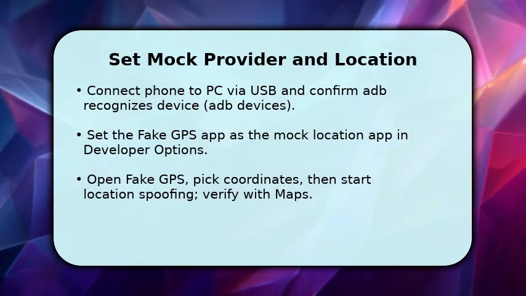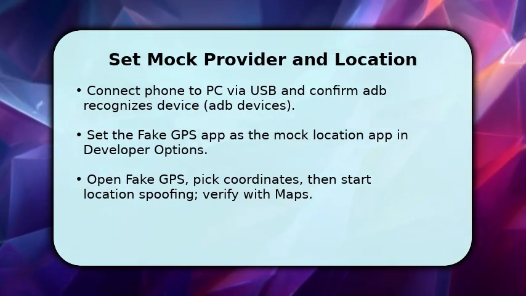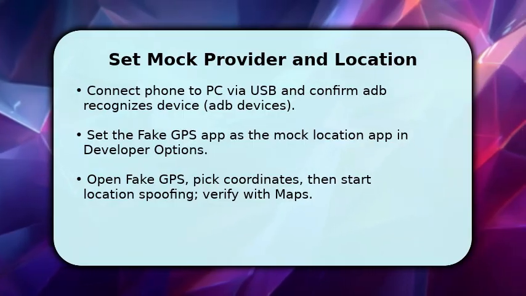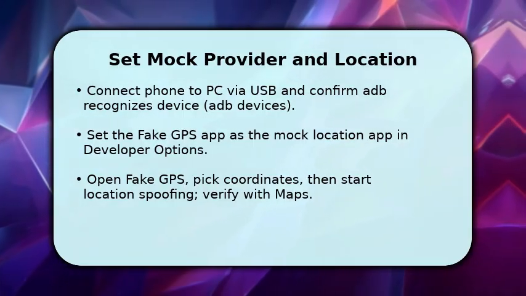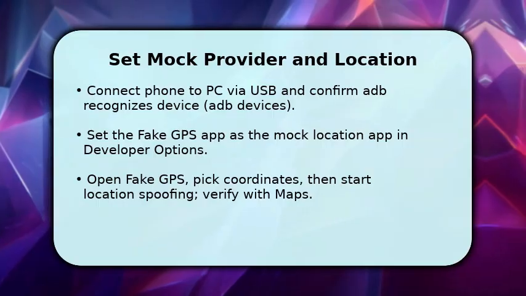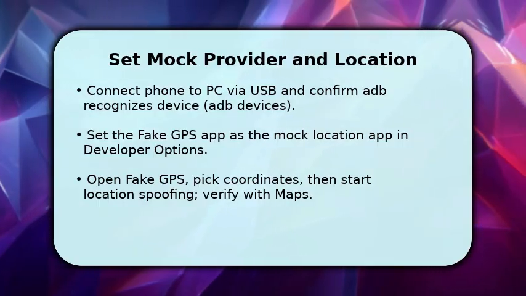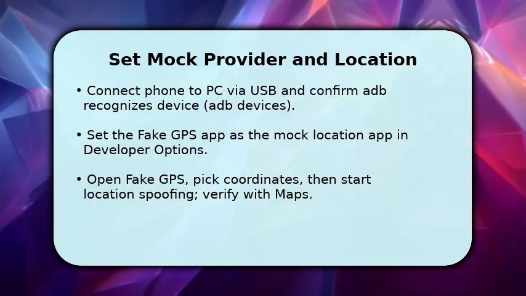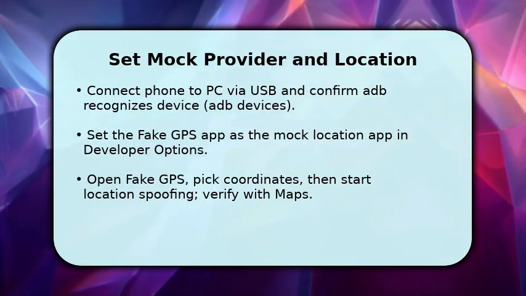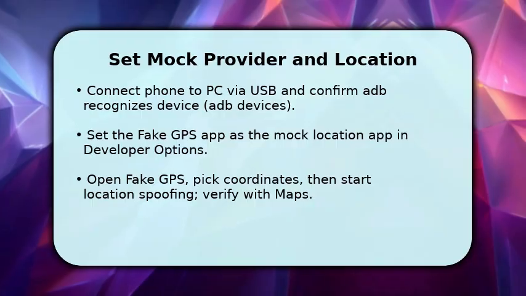Once connected, confirm ADB sees your Samsung, and then set the fake GPS app as the mock location provider so Android routes location requests to it. Open the fake GPS app, search or drop a pin on the coordinates you need, and press Start. This injects the new location into system services.